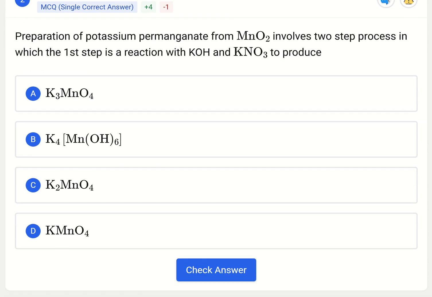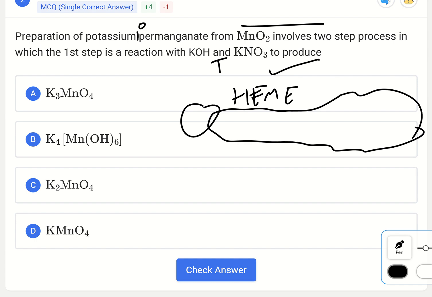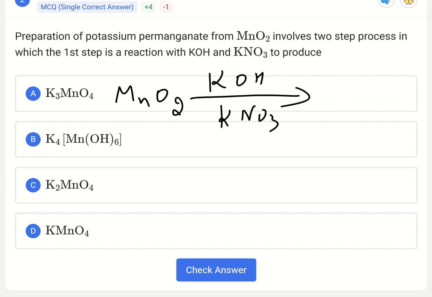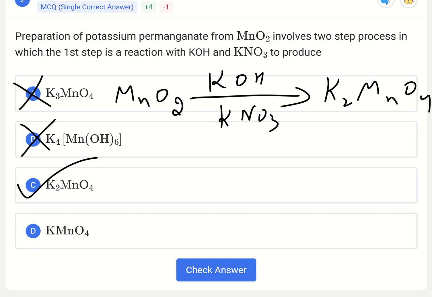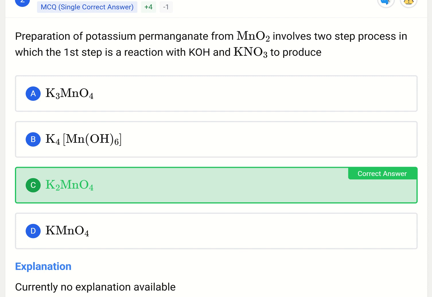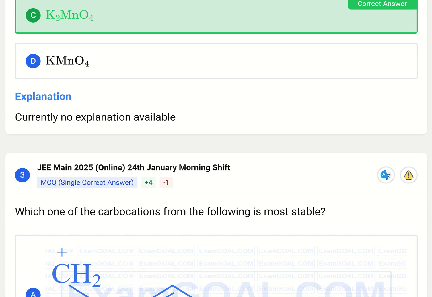Next, question number 6. Preparation of potassium permanganate from MnO2 involves a two-step process in which the first step is a reaction with KOH and KNO3. Everyone knows this step. If you have studied the NCERT, then you must know this step, that we get K2MnO4. Not our option, not our option, our option. No need to check this. So I'll go with C as my answer. I've got this answer once again right.